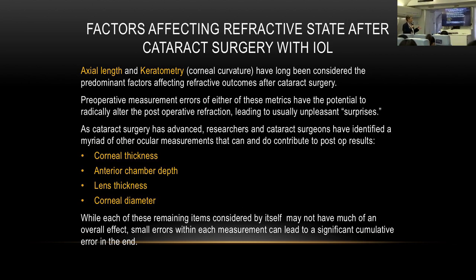So as our surgeons have gone along over the years, they're getting a lot better. The cataract surgery itself has advanced. The researchers and the cataract surgeons themselves have identified a whole bunch of other ocular measurements that actually play into that final postoperative refraction. So some of those other things that matter a little bit anyway: corneal thickness, anterior chamber depth, lens thickness, and corneal diameter. And while these remaining items, each individually maybe won't have a very large impact, at the end they can have quite a large cumulative impact. So whatever it is that you are tasked with measuring for these preoperative cataracts, just keep in mind that little mistakes do add up.